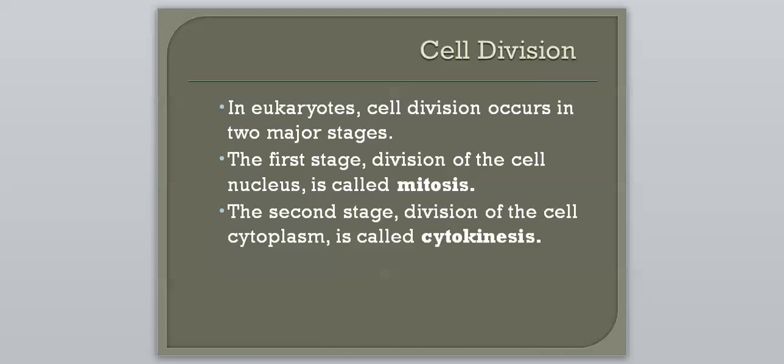In the first stage, the division of the cell nucleus is called mitosis. So remember, the nucleus is the center of the cell. It has all of our DNA. It is basically the control center. So the first stage, when all of that divides, is called mitosis. And the second stage is the division of the cell cytoplasm, and that is called cytokinesis. So these are two important words there, mitosis and cytokinesis. So we're going to take an in-depth look at both of those.